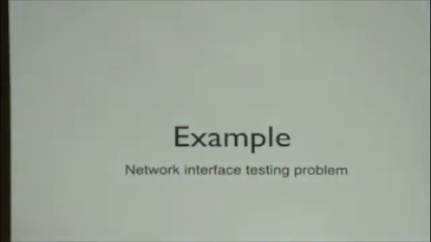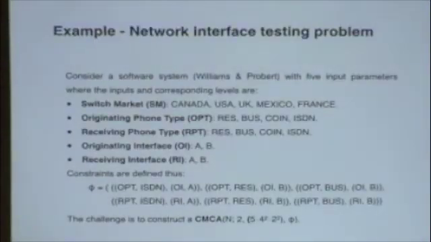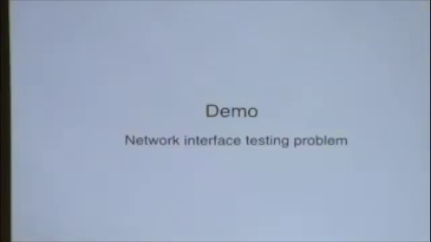And the network interface testing problem is a problem that, when I was a PhD student and I presented my first paper at a conference called the International Symposium on Software Reliability Engineering, there were some guys by the name of Williams and Probert that presented this example at that conference. And so that was the example I was going to do. They're from AT&T Bell Labs, and it has to do with telephone switches. I'm going to just show you the example because it dates it. So look at the originating phone type. One setting is coin. When was the last time anybody saw a payphone that uses coins? But I'm going to pass on this, okay?